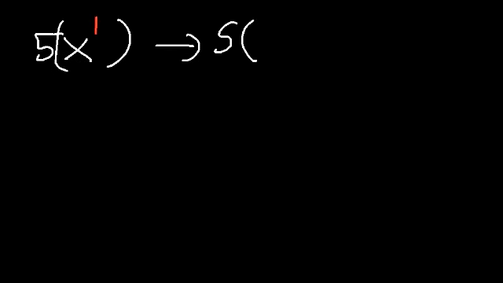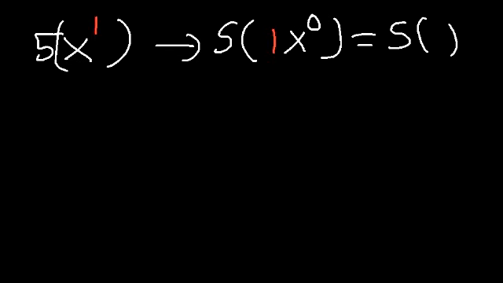Let's say we want to find the derivative of 5x. This is 5x to the 1st power. So using the power rule, it's going to be 5 times 1x to the 0 power. Anything raised to the 0 power is 1, so this is simply 5 times 1, which is 5.